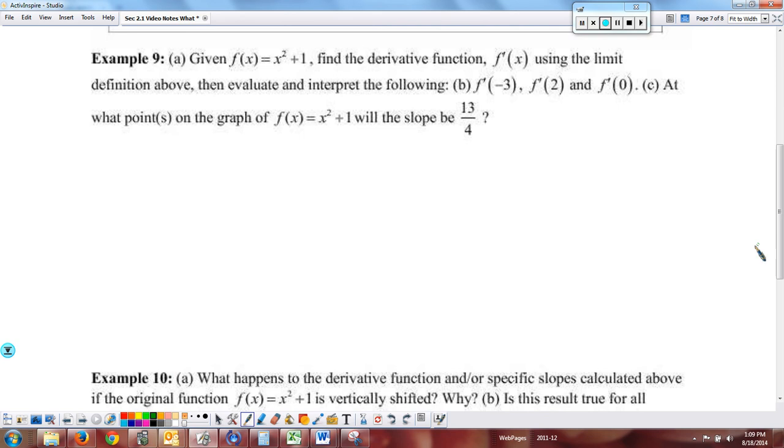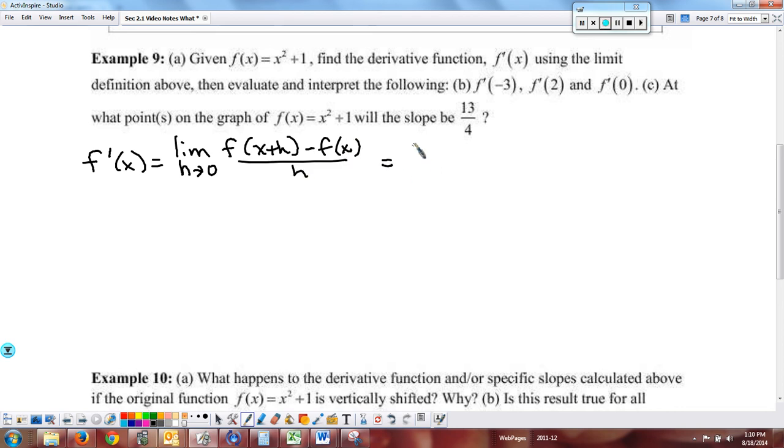All right, so now let's look down here at example 9. Same function. Now we're going to find a generic formula for the derivative, the formula that will give me the slope of any secant line. So we're going to do the limiting process as h goes to 0 of f of x plus h minus f of x all over h. We will plug and chug.